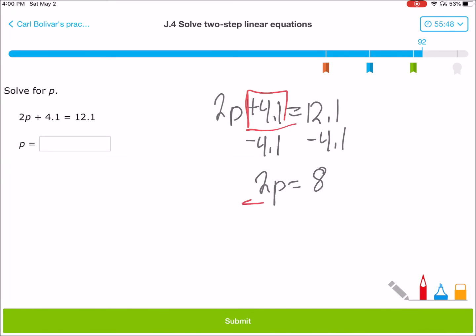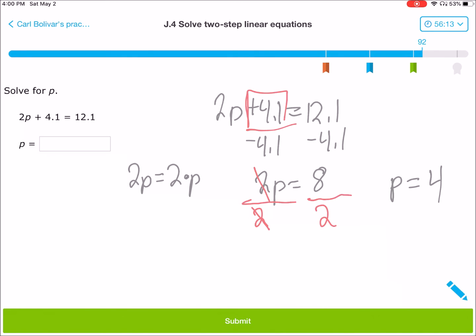Then we have to divide by 2 over here, because there's a 2 there, essentially 2p. 2p is 2 times p. Alright? Divide by 2 over here as well. This will then give us P is equal to 8 divided by 2, or 4. So P is 4.